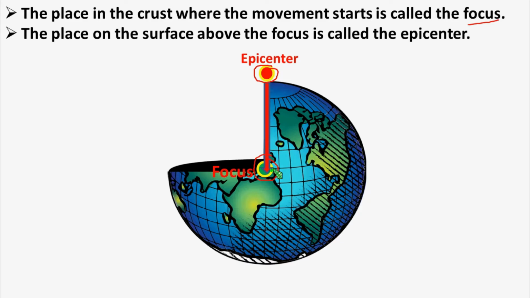Maximum destruction is caused on the surface of the earth near the epicenter. Dear students, earthquakes cannot be predicted in advance. We do not have such technology yet. But certain safety tips can be adopted by us by which we can reduce the damage caused by earthquakes. So some of the safety tips I have written here. Let's try to understand what these safety tips are.